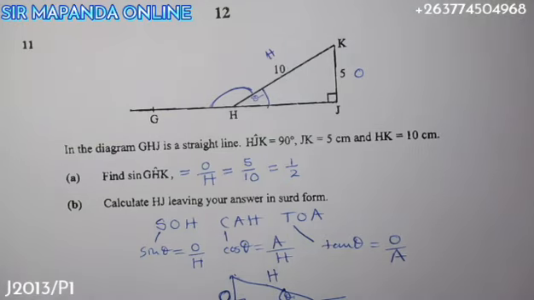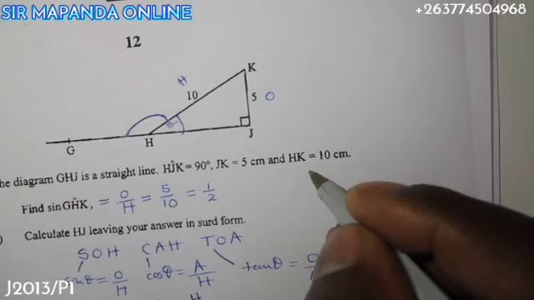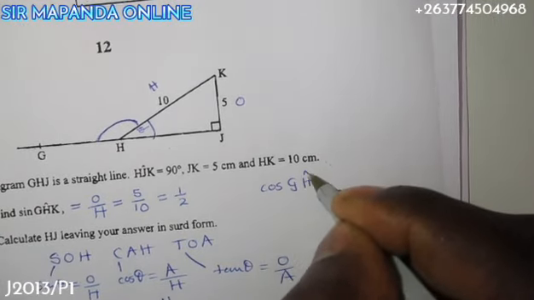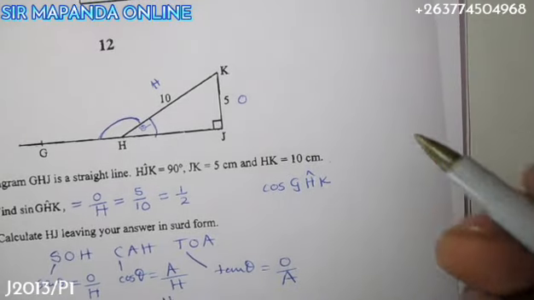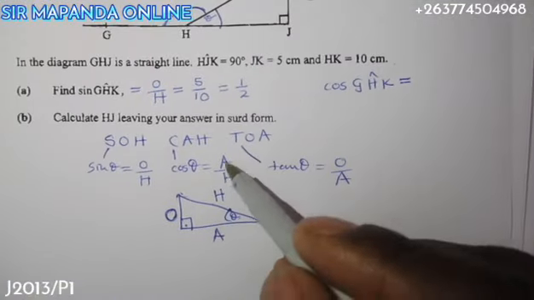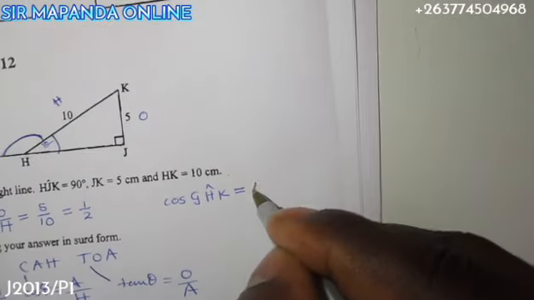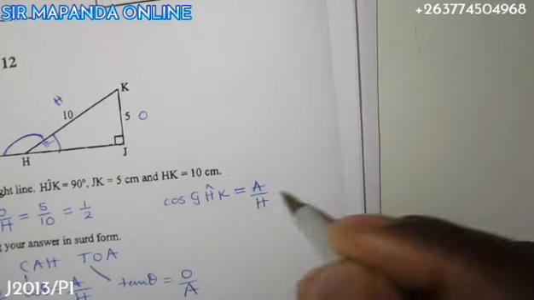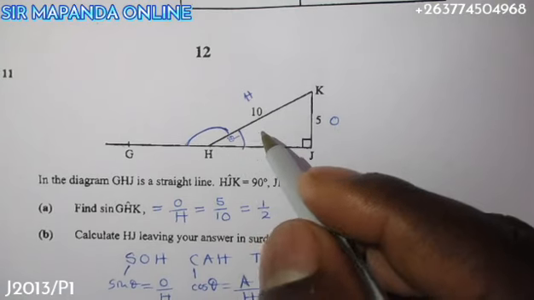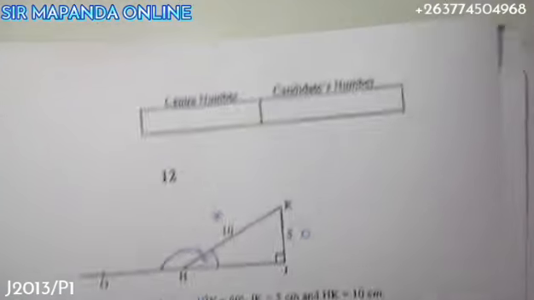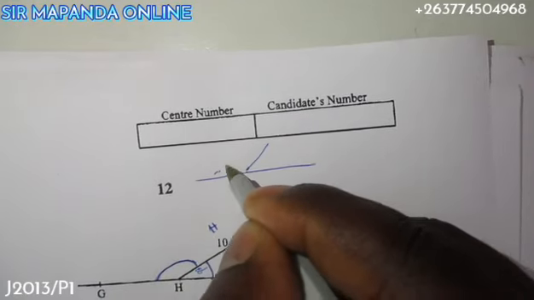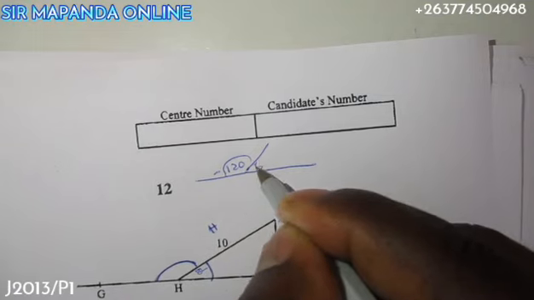Right. But the case was going to be different if you were asked to find cos GHK. For cos, you are saying adjacent over hypotenuse first. You write adjacent over hypotenuse. So cos of smaller angle is equal to negative cos of bigger angle. I hope you are following. Like if you have a line, then this is 120 and this is 60.